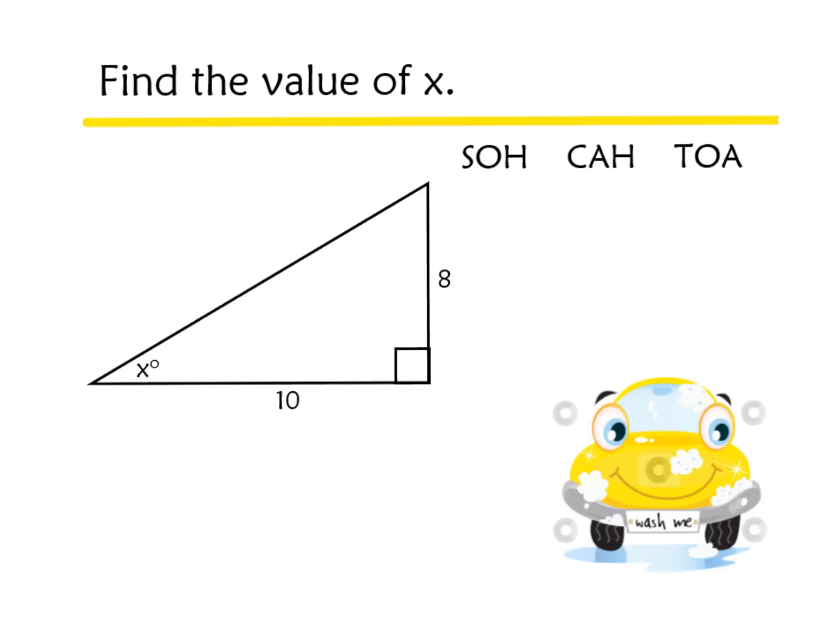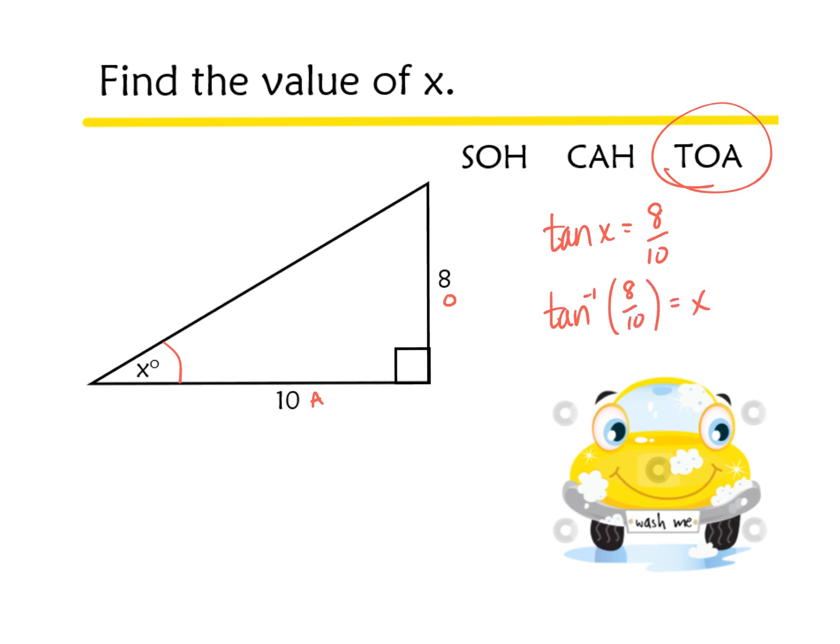Here's our next problem. Situating myself at the x, the 8 is the opposite side, the 10 is the adjacent. Opposite and adjacent works with tangent. So the tangent of my angle is equal to 8 over 10. So I want to do the inverse tangent of 8/10 in order to find x. So I'm going to press second tangent and then 8 divided by 10. You should have about 38.7 degrees.